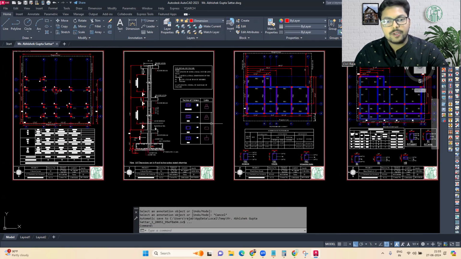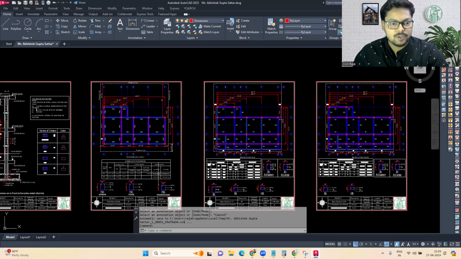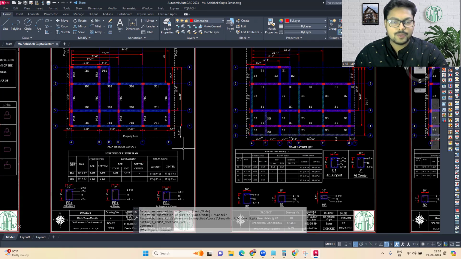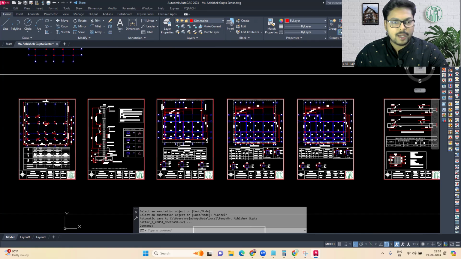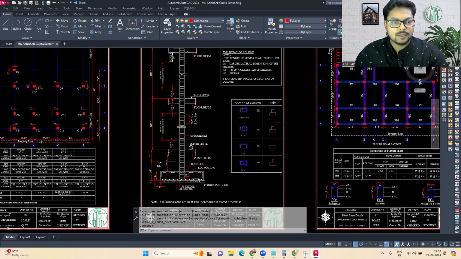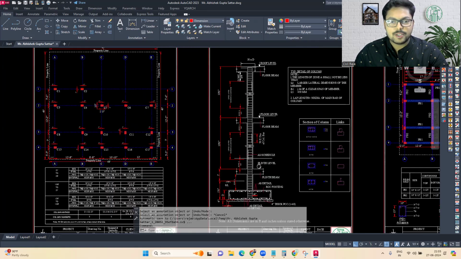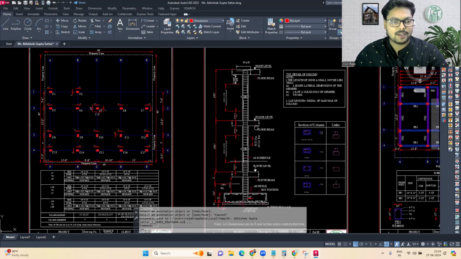In the next session, we are going to talk about our beams. So we will see how much of the portion can be covered. I guess you have understood about the column, column layout, column schedule, column elevation, column sections, and then the nodes. So this much, I think you have understood clearly.